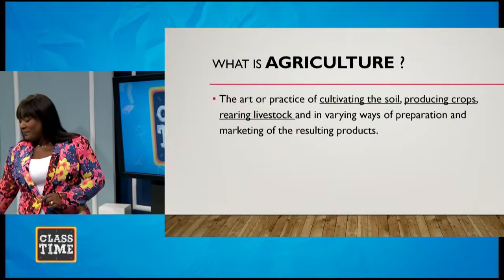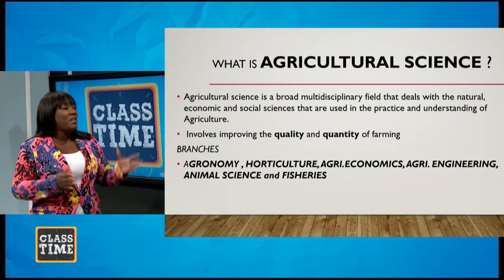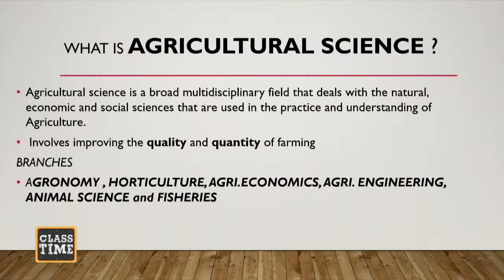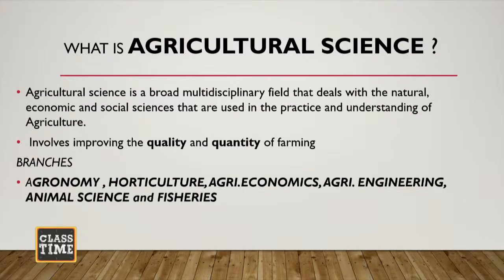Agricultural science. This is the science that is very broad. It's a multidisciplinary field that deals with the natural, economic, and social sciences that are used in the practice and understanding of agriculture. So agricultural science lends to developing agriculture. It looks at the practical aspects, how they interrelate with the physical environment and nature, and how best we look at observing and looking at experiments. So agricultural science lends to improving the quality and the quantity of farming.